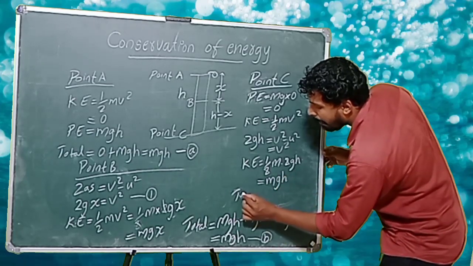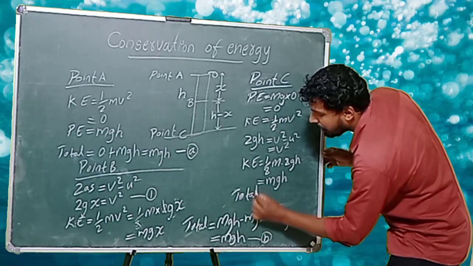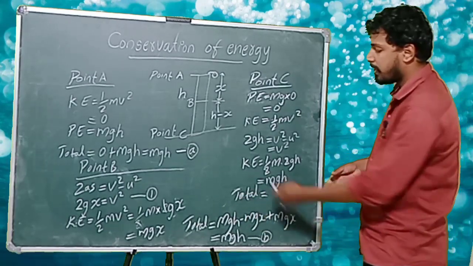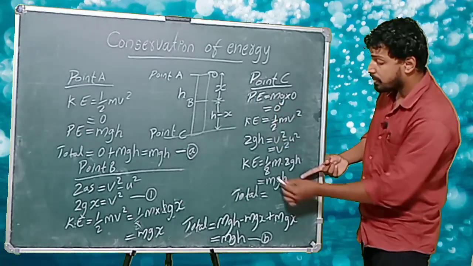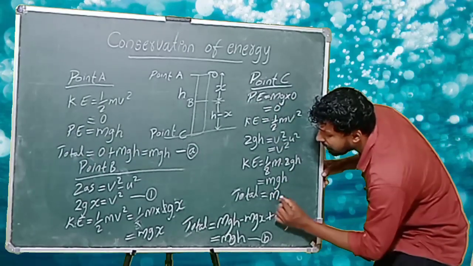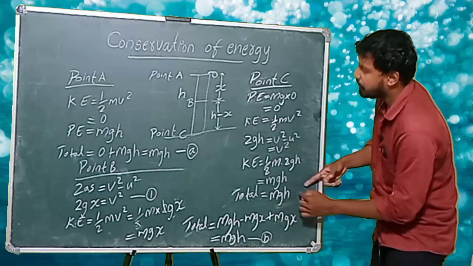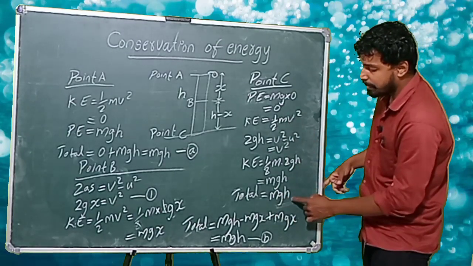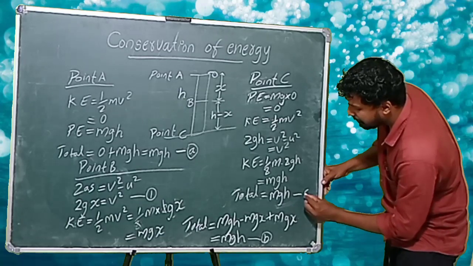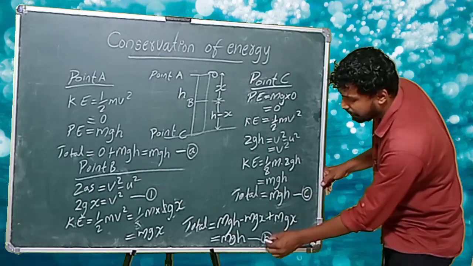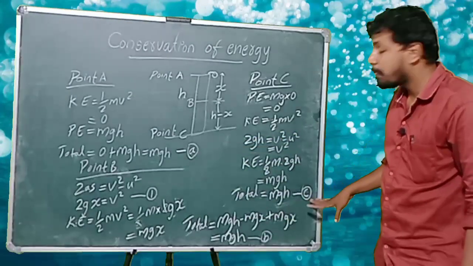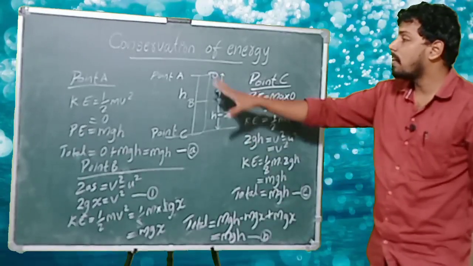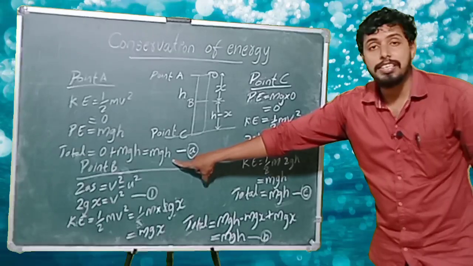Total energy is kinetic energy plus potential energy. Potential energy is 0. So you will get total energy mgh plus 0. So total energy is mgh. That is the same for A, B, and C. At point A, at point B, at point C, all the energy is equal.